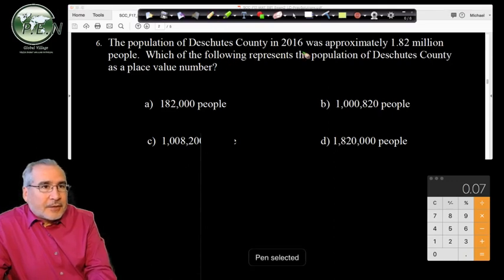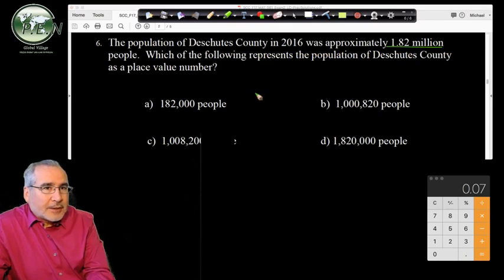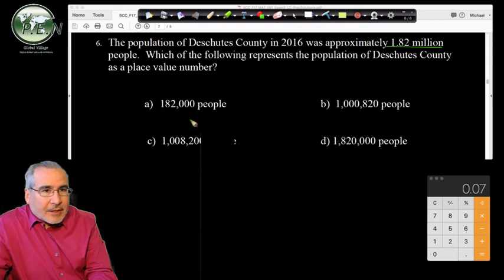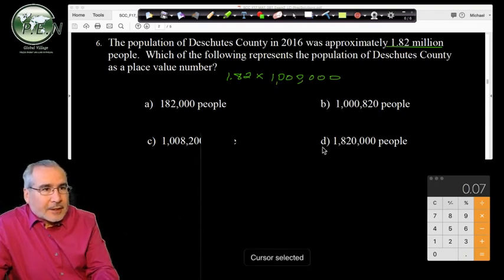The population of Deschutes County in 2016 was approximately 1.82 million. Which of the following represents the population as a place value number? So how do we write 1.82 million as a number? What we could do is take 1.82 in our calculator and multiply it by a million. A million is one with 6 zeros. Let's do that.